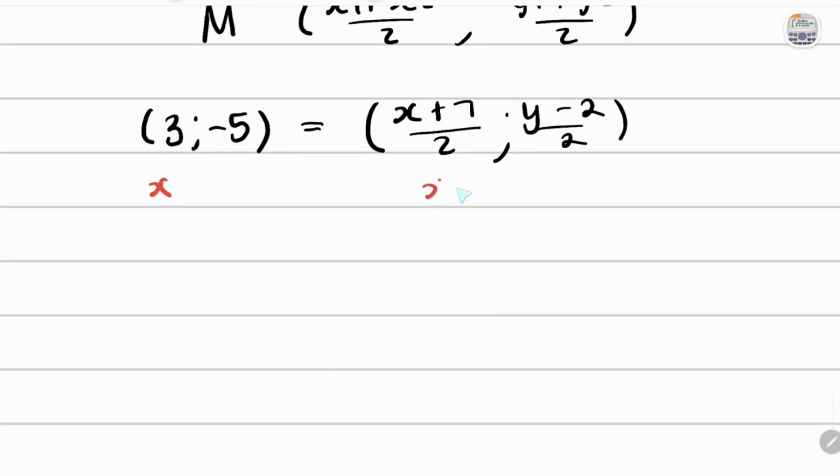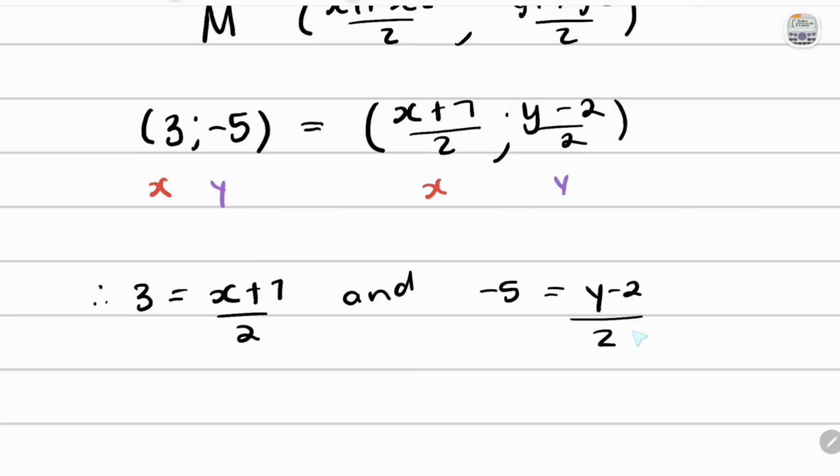Since these are the x values, we'll equate the x values as 3 is equal to x plus 7 over 2. And these are the y values, so we'll equate them as negative 5 is equal to y minus 2 over 2.